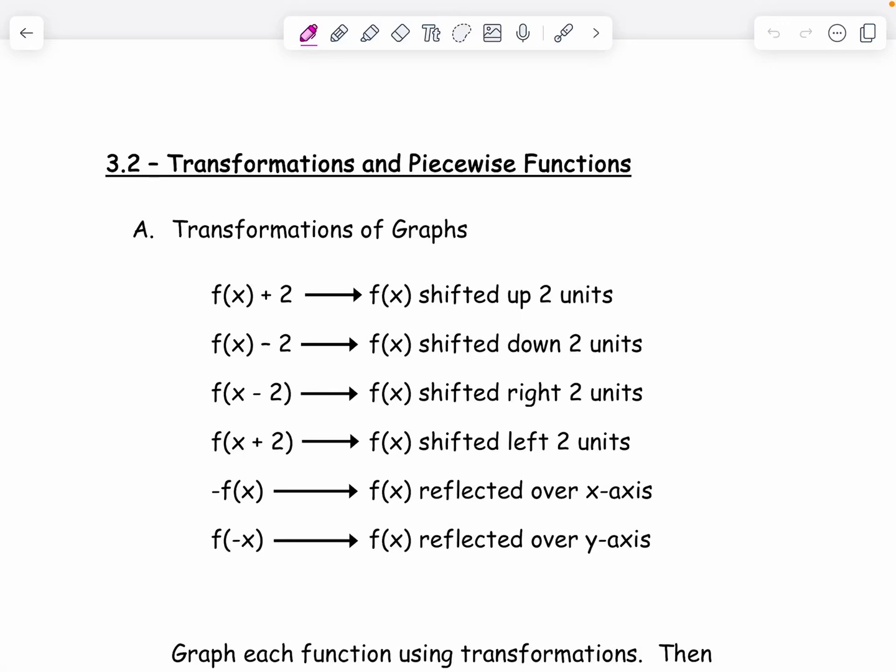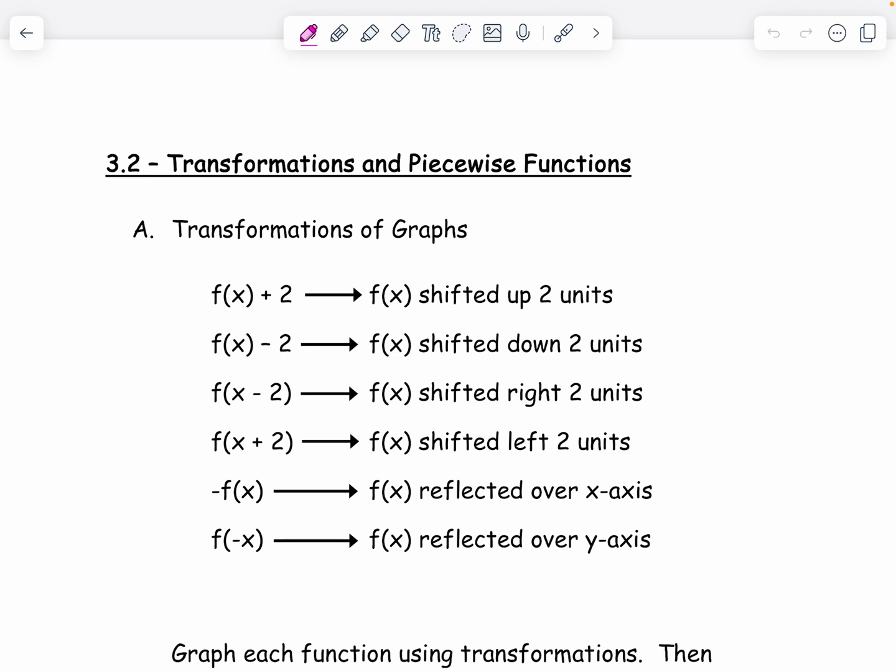All right, we're going to take a look at transformations and piecewise functions today. So in the last set of notes, we talked about all of our parent functions. So we want to start out by talking about transformations of those parent functions. Now we're going to be focusing on the main six. We're going to shift up or down, left or right, or reflect over the x-axis or the y-axis.